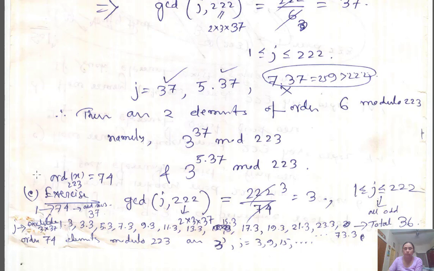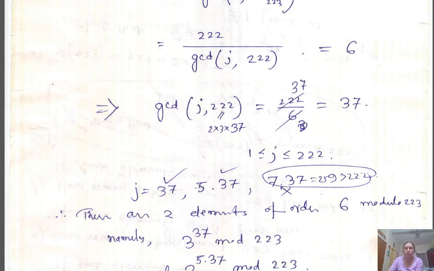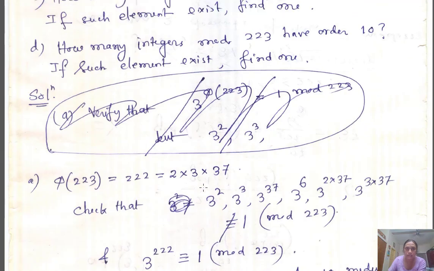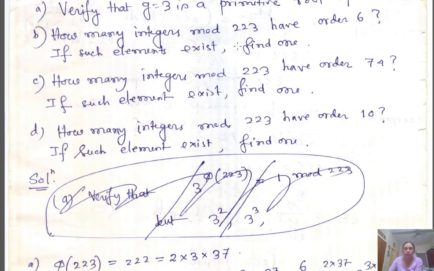There are two elements, so this question is answered: how many elements, two elements. And if such an element exists, find one. The third question you answer by yourselves. It is already done, you just go through it.